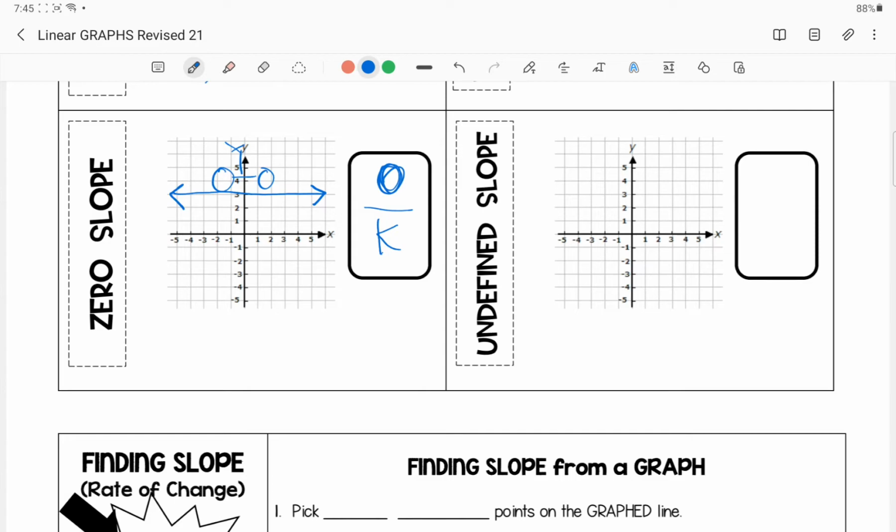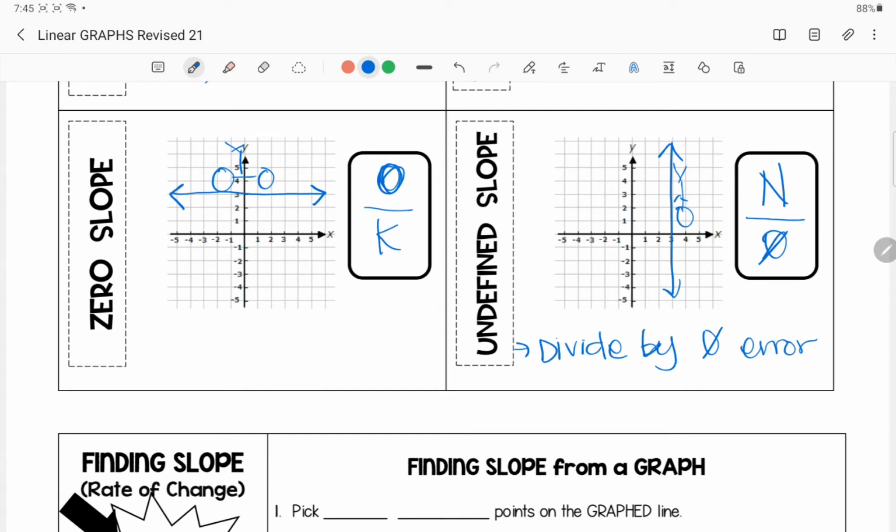Now, an undefined means that you're climbing straight up a mountain, or I guess you're falling off the mountain, but it is hard to climb this. So I'm going to put that we're falling straight down. If you watch Slope Dude with us, you'll know that he's falling. And this is a no-no. You cannot have a zero on the bottom. And so when you put it in your calculator, you'll get what's called a divide by zero error, I think is what it says. And that's because you cannot have a zero on bottom. It's undefined.